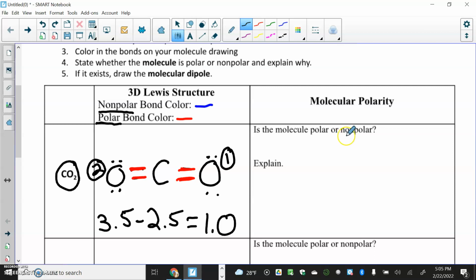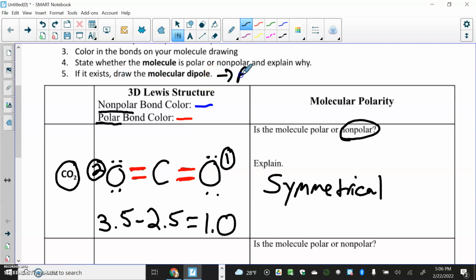Overall, this molecule is nonpolar. The reason being is it is symmetrical, meaning that both sides match up. Sorry, butchered that word, but you got the idea. So if you're still confused, if you look at this, and since it's nonpolar, you don't have to draw the dipoles. You only need to do this if it's polar.